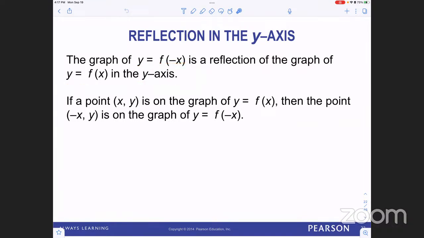And see, that follows what we said before, inside manipulation causing a horizontal change, right? If a point x comma y is on the graph of our basic function, then the point negative x comma y is on the graph of f of negative x, right? Notice the y values stay the same, but the x's went from positive x to negative x. So that caused it to flip horizontally.